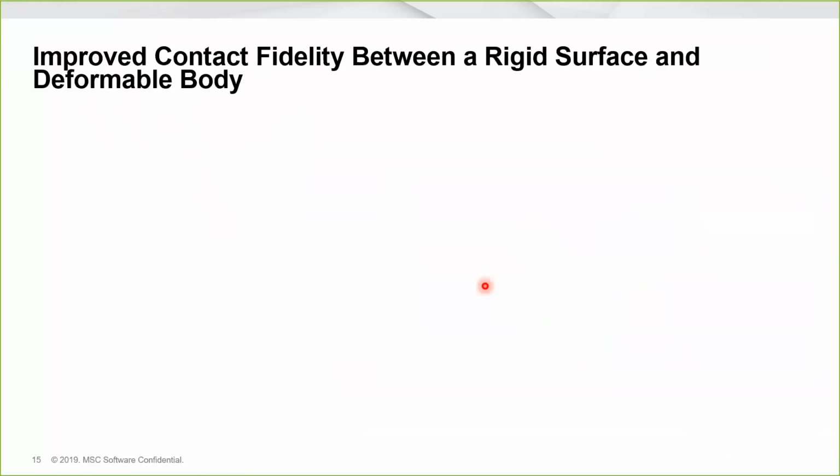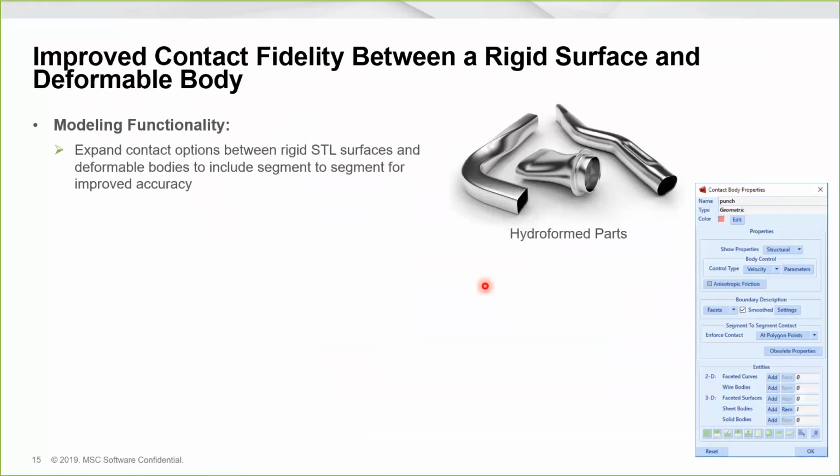Okay, thank you, Matt. So in contact analysis, we did the enhancements to improve the contact fidelity between rigid surface and deformable body. So let's go through it. If you recall, in version 2018, we did a lot of enhancements on contact surfaces. Now with version 2019, we have done some significant enhancements in segment-to-segment contact, including rigid STL surfaces and deformable bodies. With this enhancement, our main goal is to limit the penetration to improve fidelity of the contact, which would result in improved accuracy of the contact.